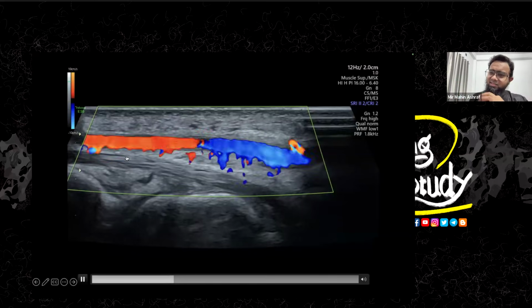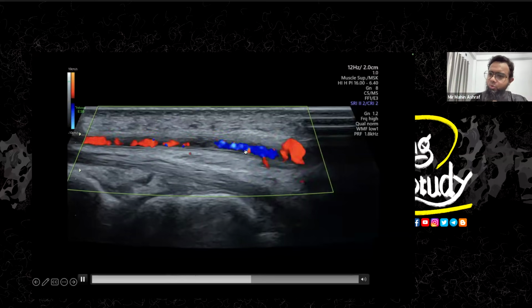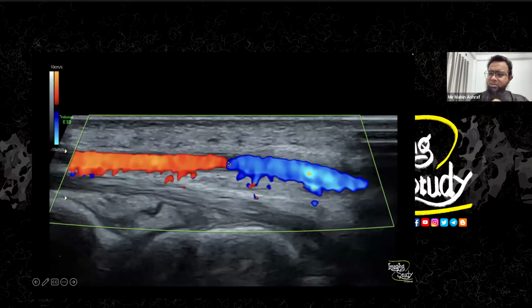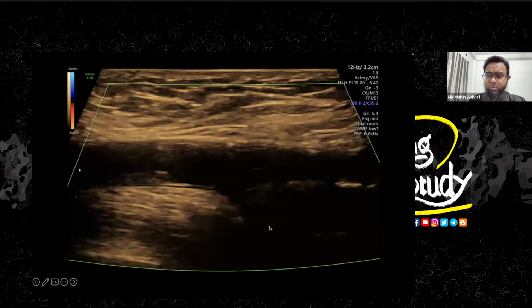Here you can see this is a single vessel which is showing red and blue color. What does it mean? It means that this flow is coming towards the transducer and this flow is going away from the transducer. So this is the central point of the transducer, where we are putting the sound beam from. So ultimately, we know the blood vessel is flowing in this direction. This is the benefit of color Doppler. You can understand the direction of the blood.